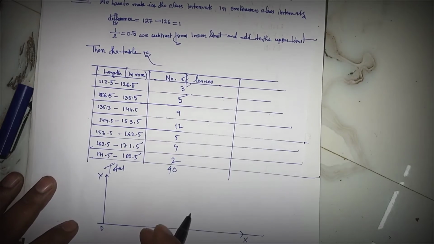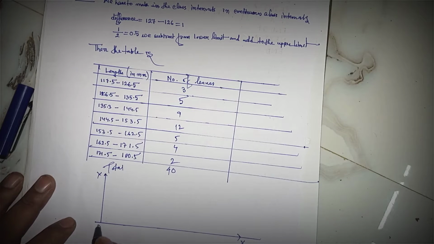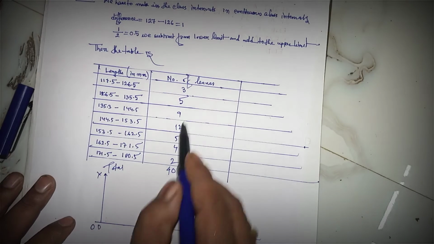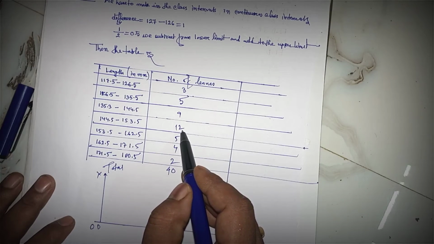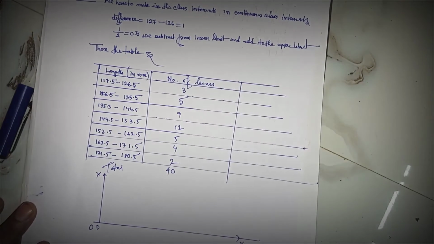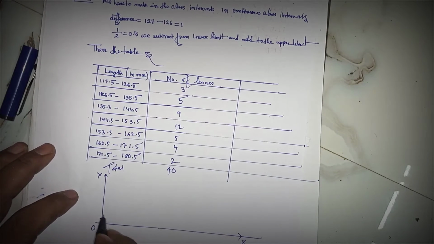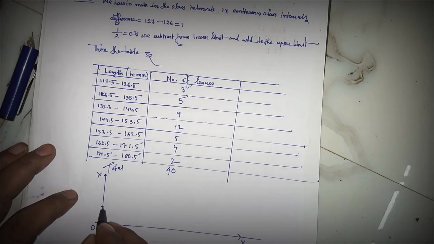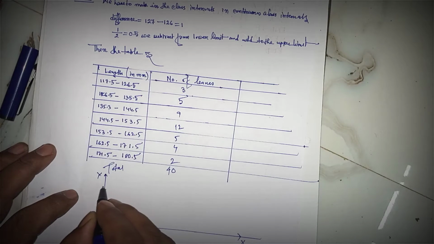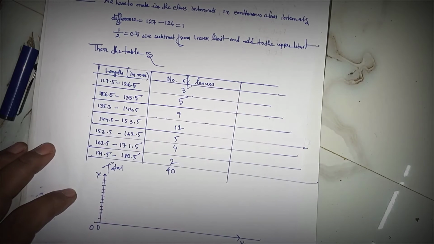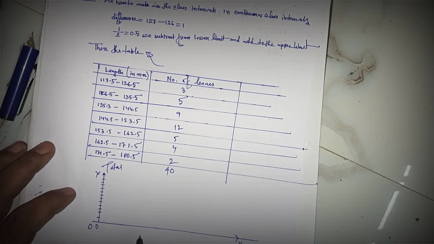Okay, so what is the procedure? Here the value 0, and since the highest value is 12, we can take it in this way: 1, 2, 3, 4, 5, 6, 7, 8, 9, 10, 11, 12, and here we write count as 0.